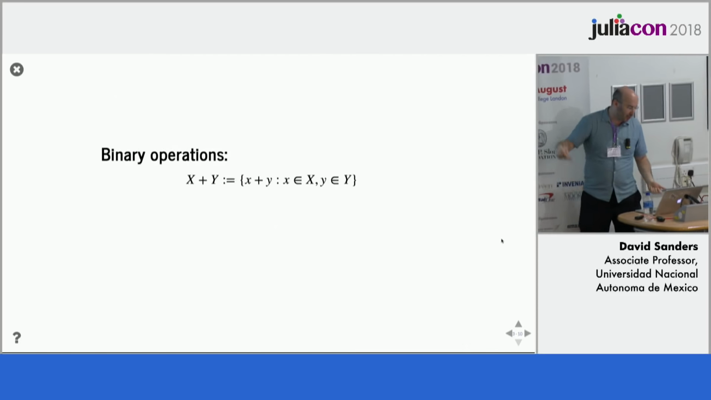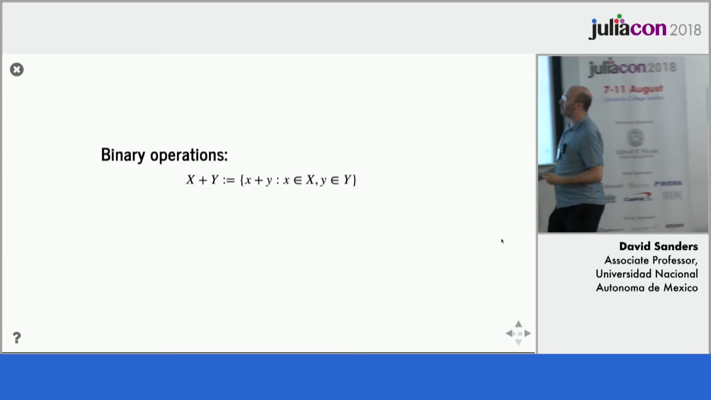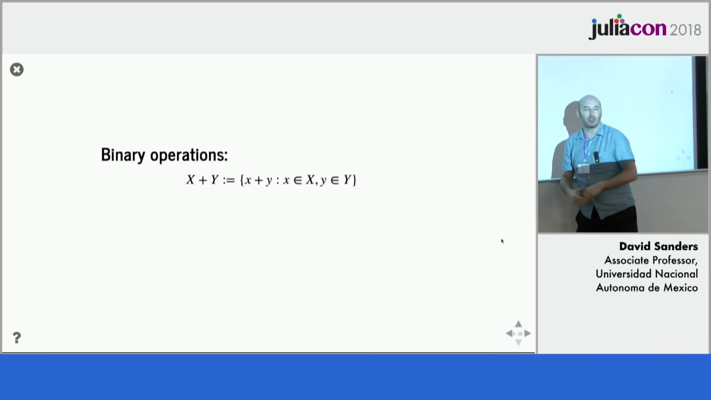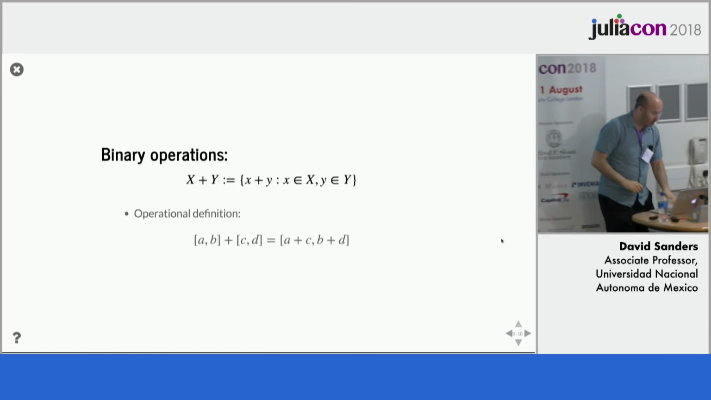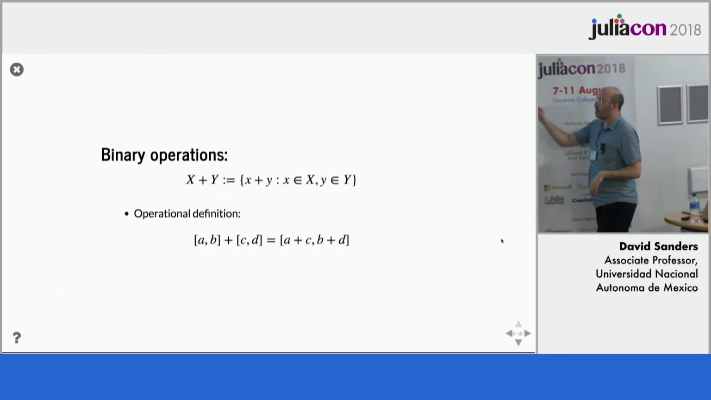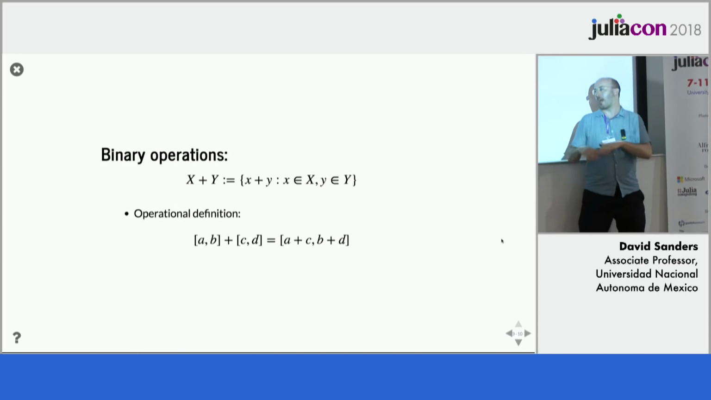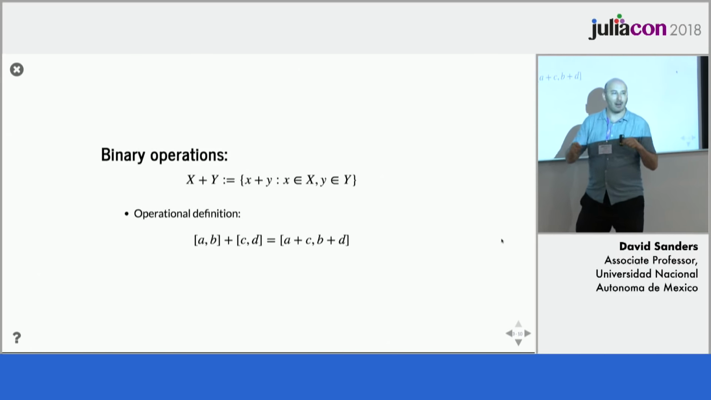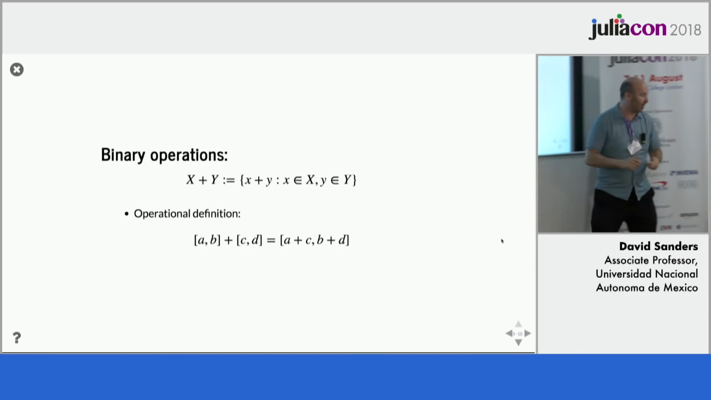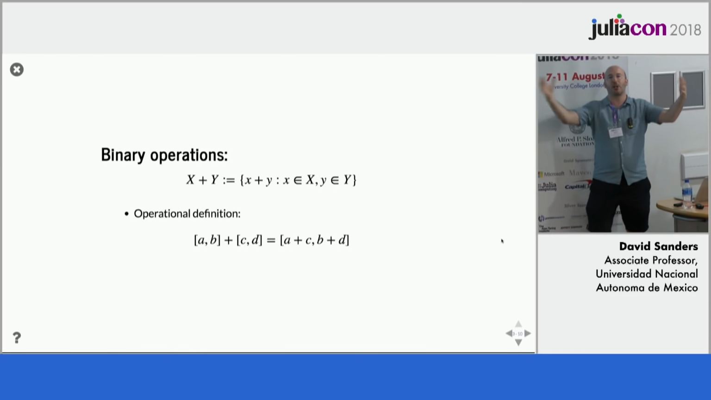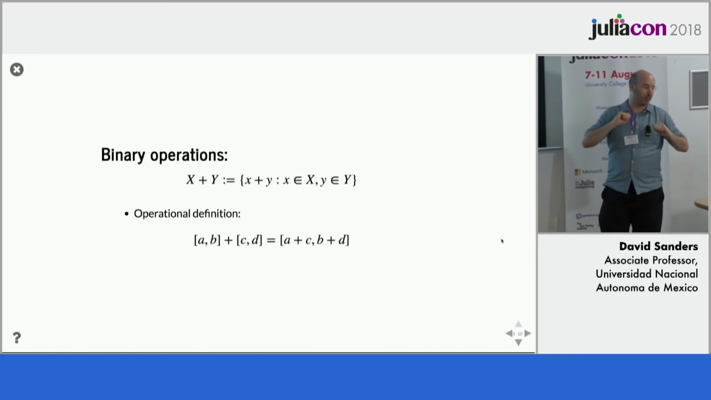Similarly, for binary operations like plus, I'm going to define the sum of two sets to be the sum of all possible values in the first set with all possible values in the second set. And I can do that again with an operational definition in a pretty simple way. So I have to go through all of the arithmetic and elementary functions and work out how to define those operations acting on intervals, to guarantee this property that the result always contains all the results.